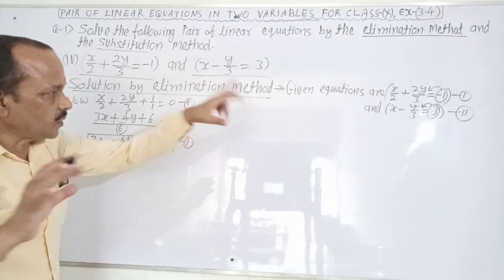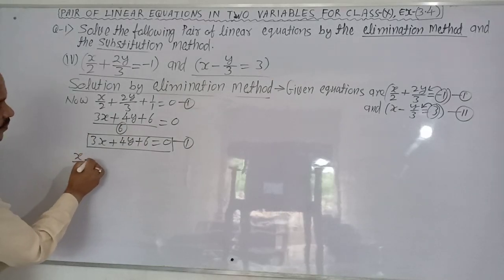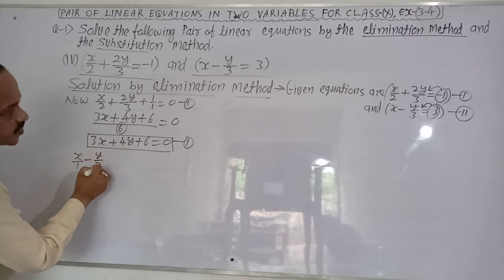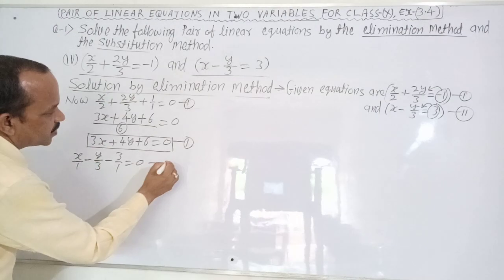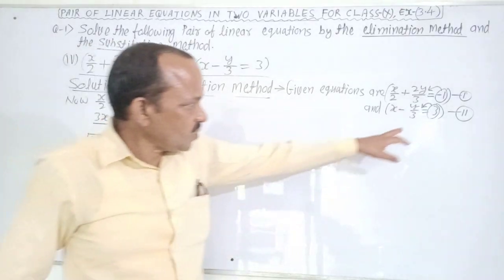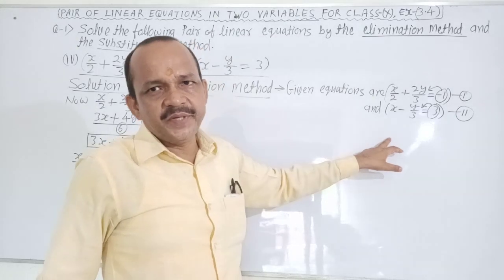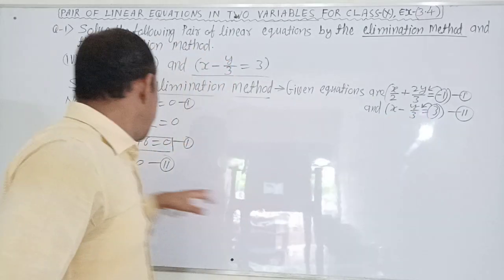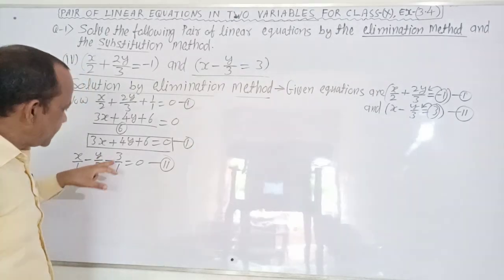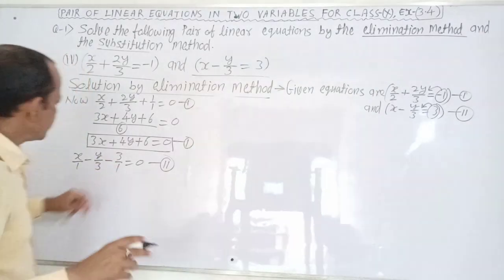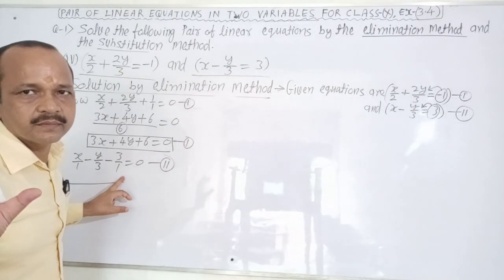Clear? Equation second, x by 1 minus y by 3 minus 3 by 1 equal to 0. Equation second. Here 3, when you write it left side of equal, then it becomes minus 3. Here minus 3, you can write minus 3 equal to minus 3 by 1. Clear? You take LCM of 1, 3 and 1.